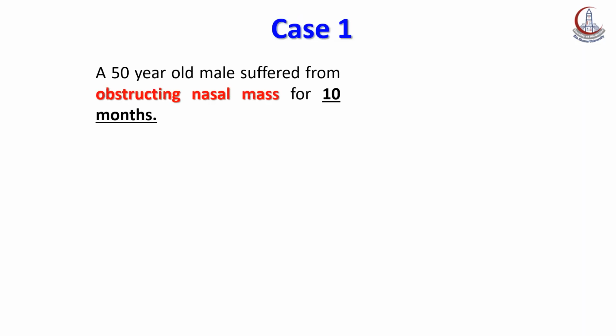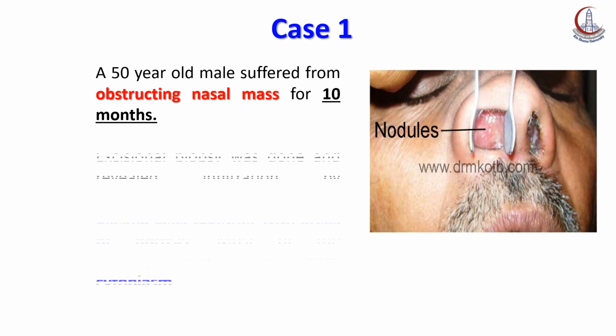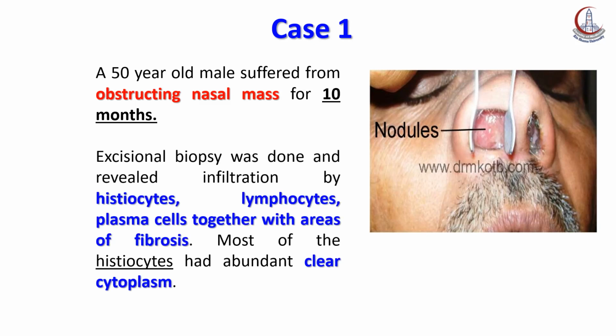This is a 50-year-old male patient who suffered from an obstructing nasal mass for 10 months. Excisional biopsy of this mass or nodules was done and revealed infiltration by histiocytes, lymphocytes, plasma cells, together with areas of fibrosis. Most of the histiocytes had abundant clear cytoplasm.